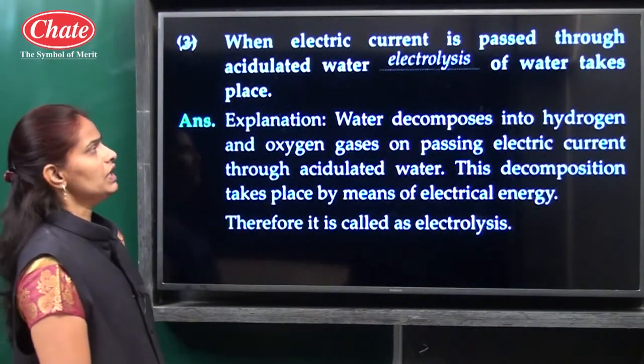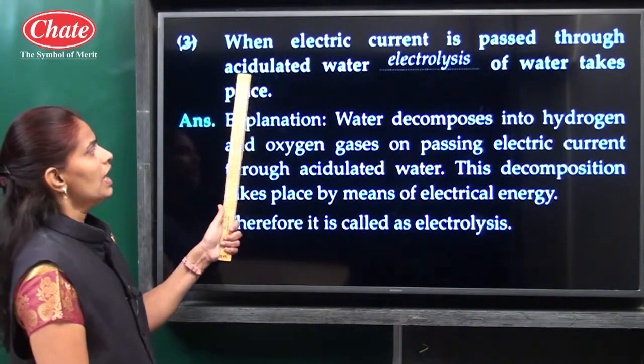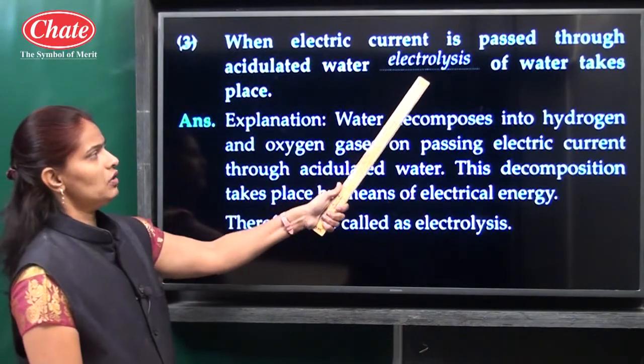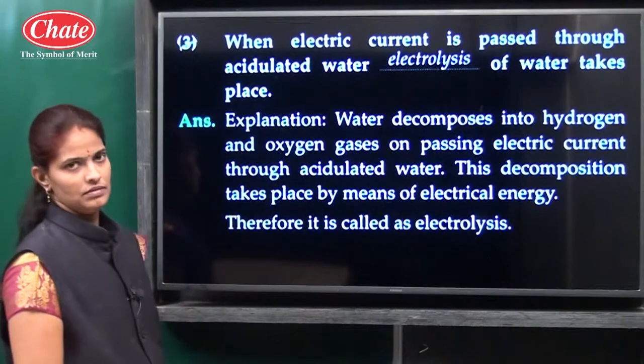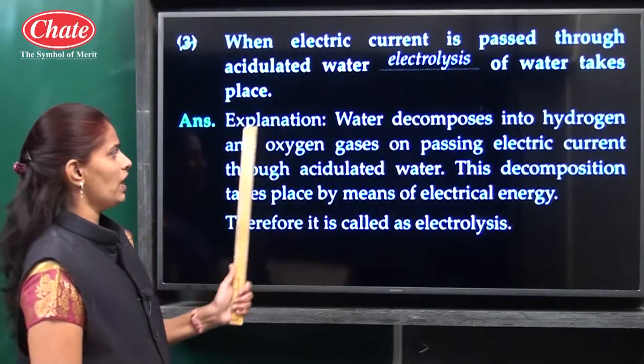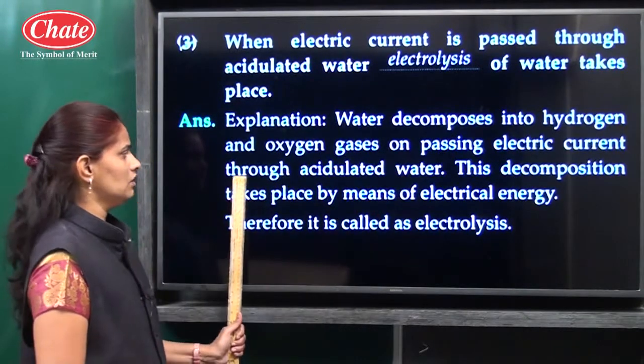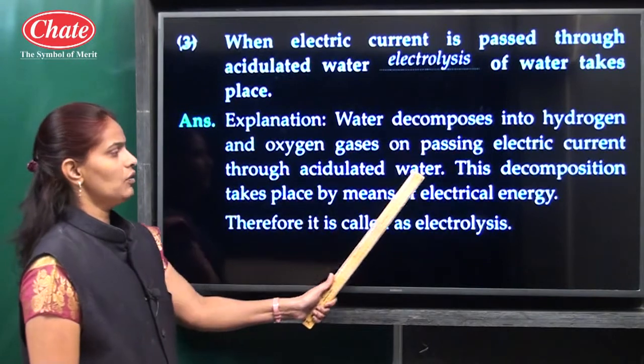Then next, when electric current is passed through acidulated water, electrolysis of water takes place. Okay, so the explanation: see, water decomposes into hydrogen and oxygen gases on passing electric current through acidulated water.